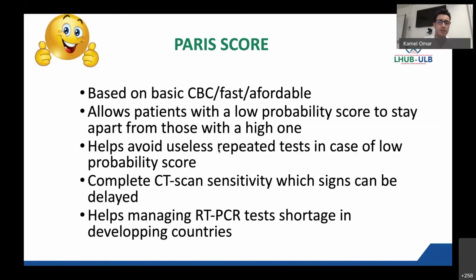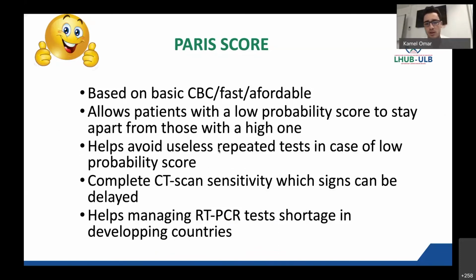So the Paris score has a couple advantages. It's based on a basic complete blood count. It's fast, affordable. It allows patients with a low probability score to stay apart from those with a high one. It helps avoid useless repeated tests in case of a low probability score. It completes the CT scan sensitivity, whose signs can be delayed. And it can also help manage RT-PCR test shortage in developing countries.